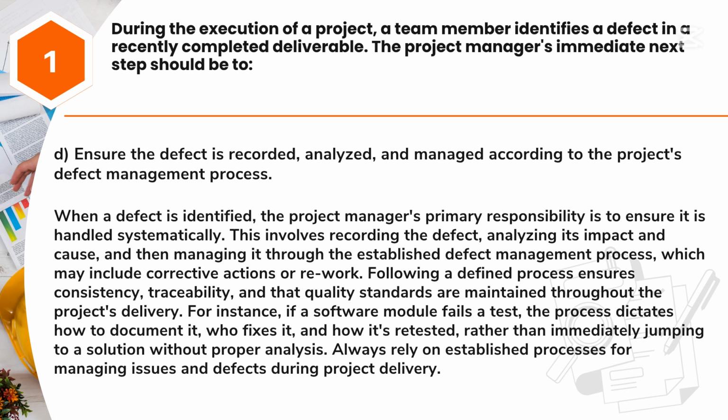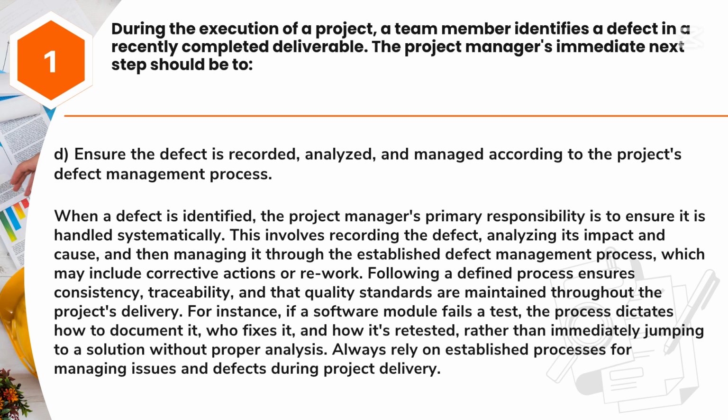Answer: D. Ensure the defect is recorded, analyzed, and managed according to the project's defect management process. When a defect is identified, the project manager's primary responsibility is to ensure it is handled systematically. This involves recording the defect, analyzing its impact and cause, and then managing it through the established defect management process, which may include corrective actions or rework.